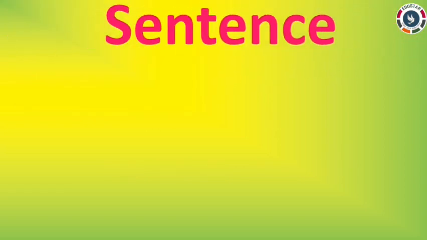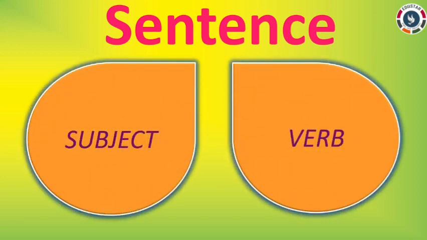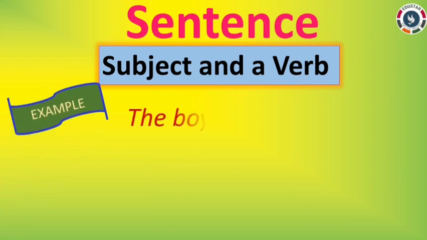Second important characteristic of a sentence is that it must have a subject and a verb. For example, "The boy is playing." Here, about whom are we talking? About the boy. So he is the subject. What is he doing? Playing. So this sentence has a subject and a verb, and hence it is a complete sentence.